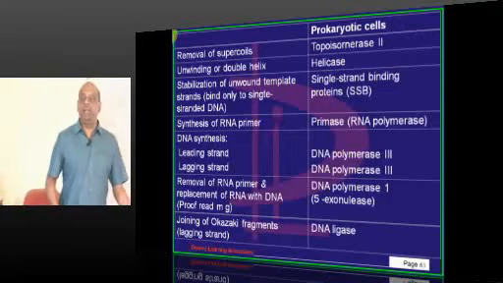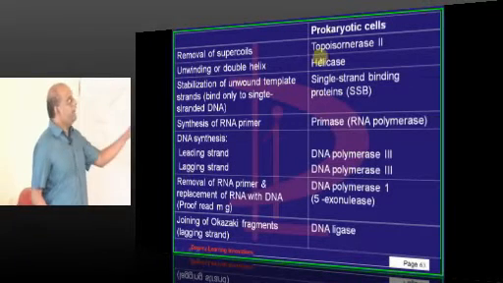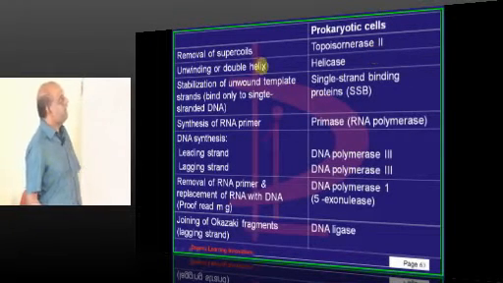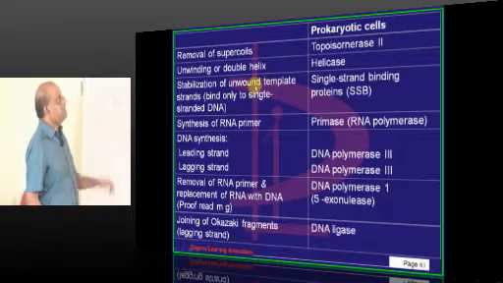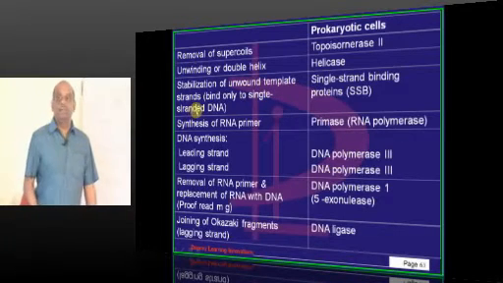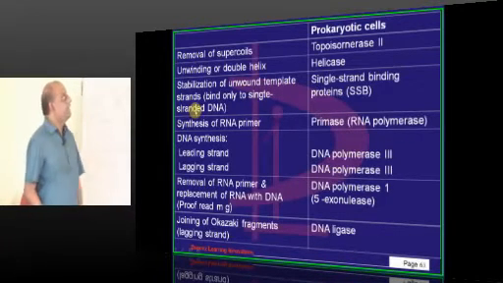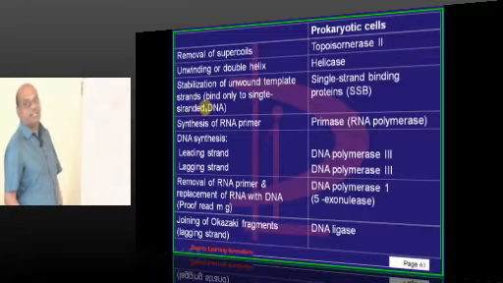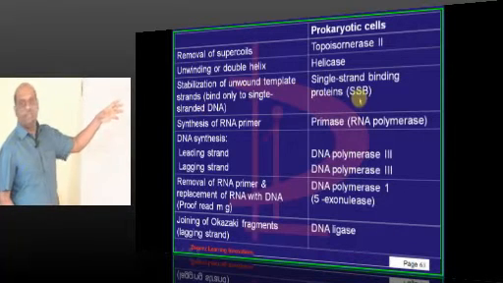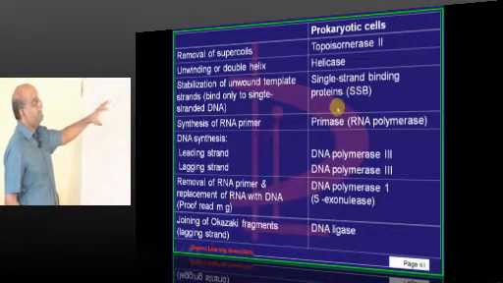This is most important, doctor. Removing supercoils is the function of topoisomerase. Unwinding is the function of helicase. Stabilizing the unwound template strands is the function of single strand binding proteins.